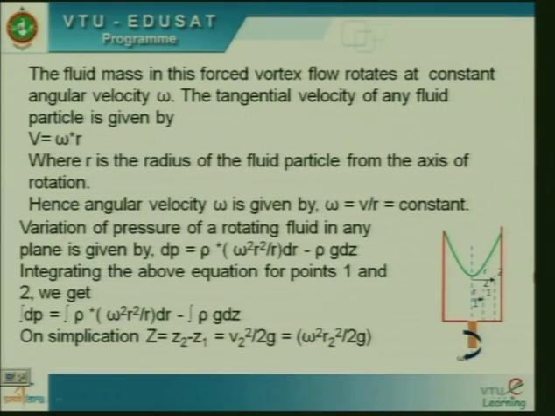So please look into this figure. In order to derive a relation between velocity and radius, I consider a fluid in a container, and this is the angular velocity. Now I consider two fluid particles, particle 1 and particle 2. Particle 1 is at a radius of r1 from the axis, and particle 2 is at a distance of r2 from the axis.